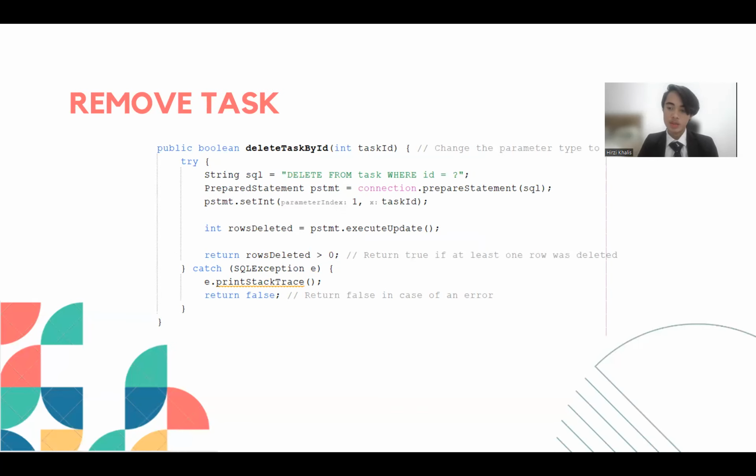And this is the remove button. This is the code to remove. It's a lot simpler than the insert, because we just use the SQL statement delete from task where ID equals question mark. And of course we use prepare statement again, and then we execute the update. And if the rows deleted is more than 0, that means something is deleted, and that means it is successful. And if it's not successful, then it will throw an error.